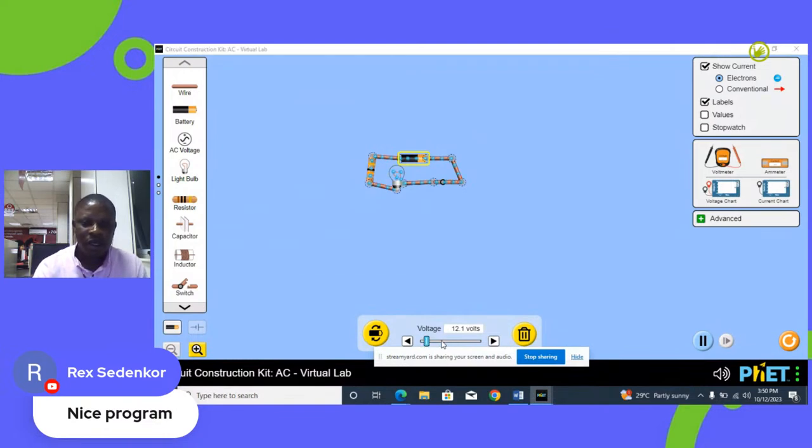Okay, I think I'm having some challenge with the response, but you can vary the voltage of the cells and the students can see the effect immediately. You can also use the conventional current instead of electrons, and the students can see the direction of the conventional current as against the direction of the electrons. These are a few of the simulations that can be used by the students to explore these concepts. Up to this point, I think I will stop sharing my screen and then we continue to the next part of the program.